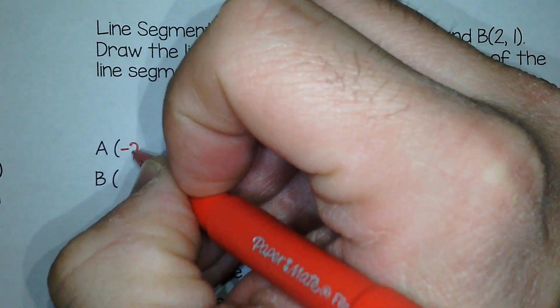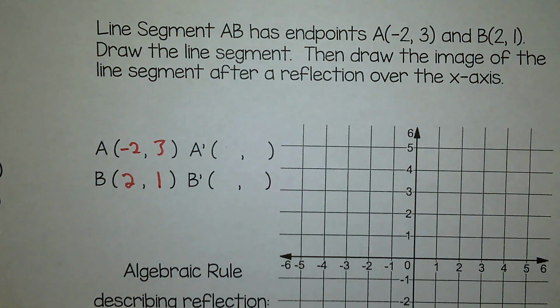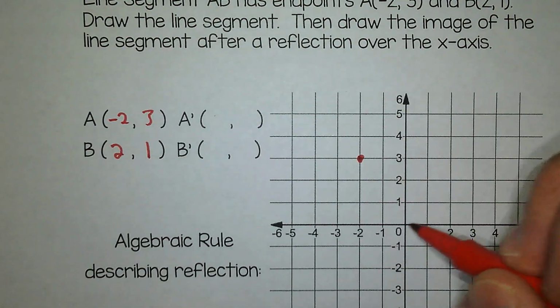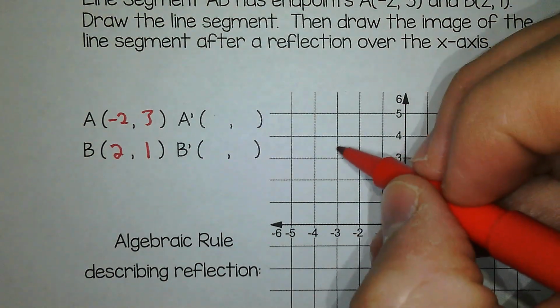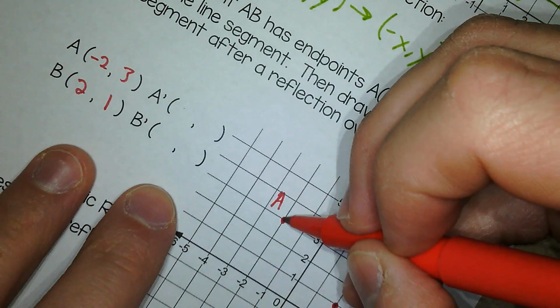So A is negative 2, 3, and B is 2, 1. Then we need to plot them. So negative 2, 3, and 2, 1. We're going to call that A, B, and then we're going to draw our line.